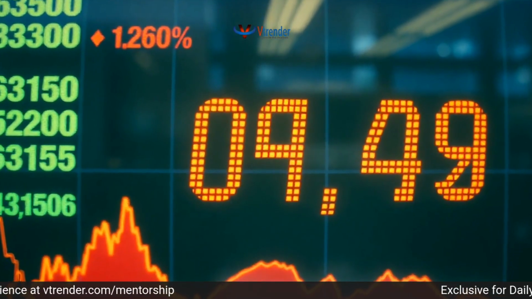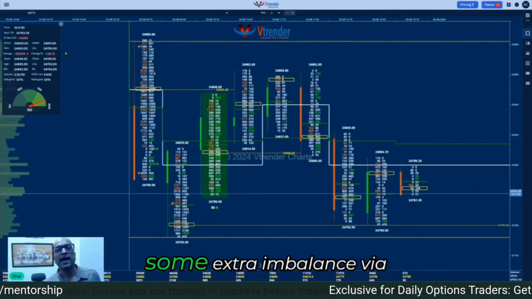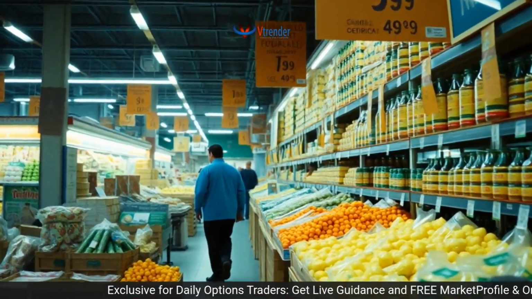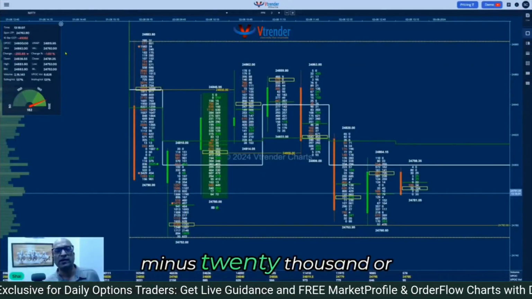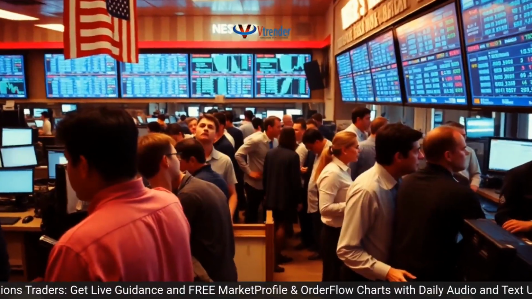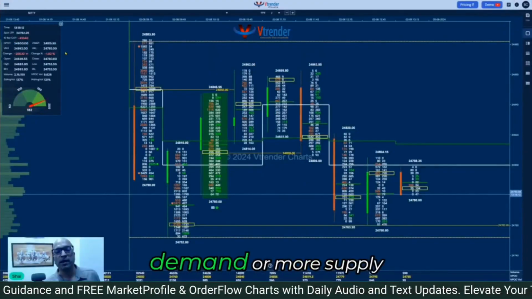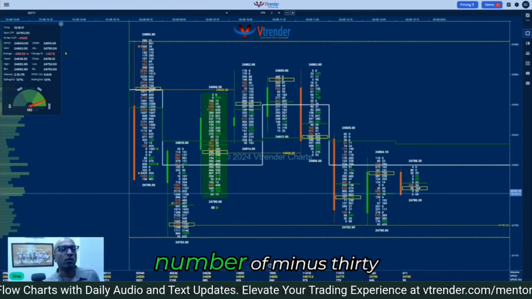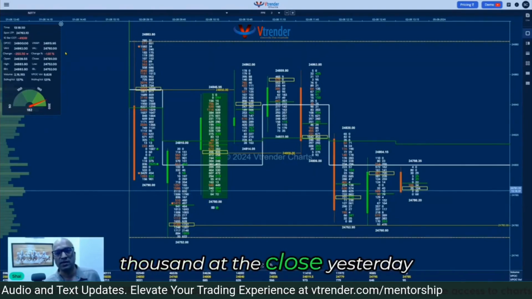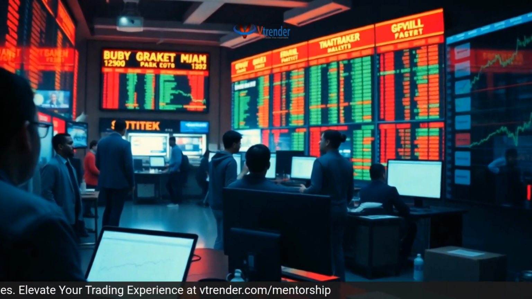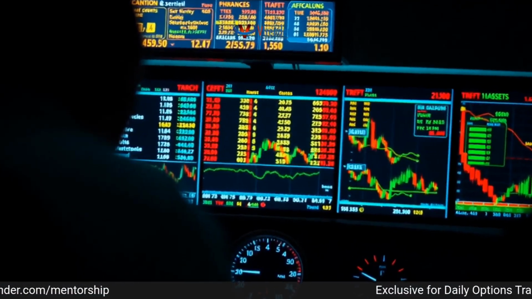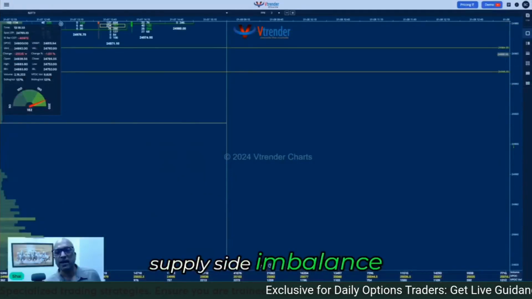What we have to note over here is what really happens when this market has got some extra imbalance via the demand and via the supply. So in that case, we look at that number as being above -20,000 or below +20,000, and that tells you that there is more demand or more supply side imbalance hitting the tape. And we had that number of -30,000 at the close yesterday. Through the close of yesterday, the selling was evident, and that would always tell you that this market is supply side imbalance, and hence we got a gap down.